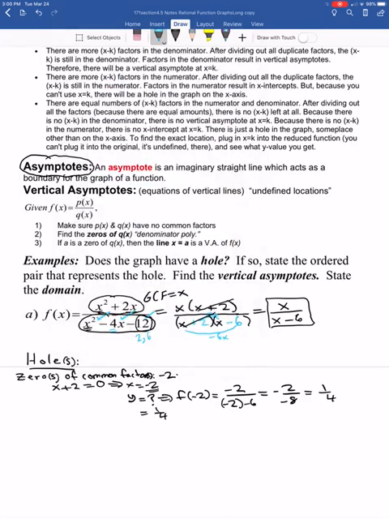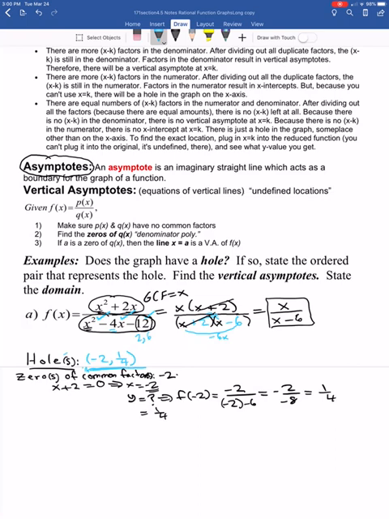We know when x is negative 2, we have a y coordinate of 1/4, or 0.25. But there's a hole in the graph of this rational function, f of x. So with that said, we've got a hole, and again, we found that ordered pair.